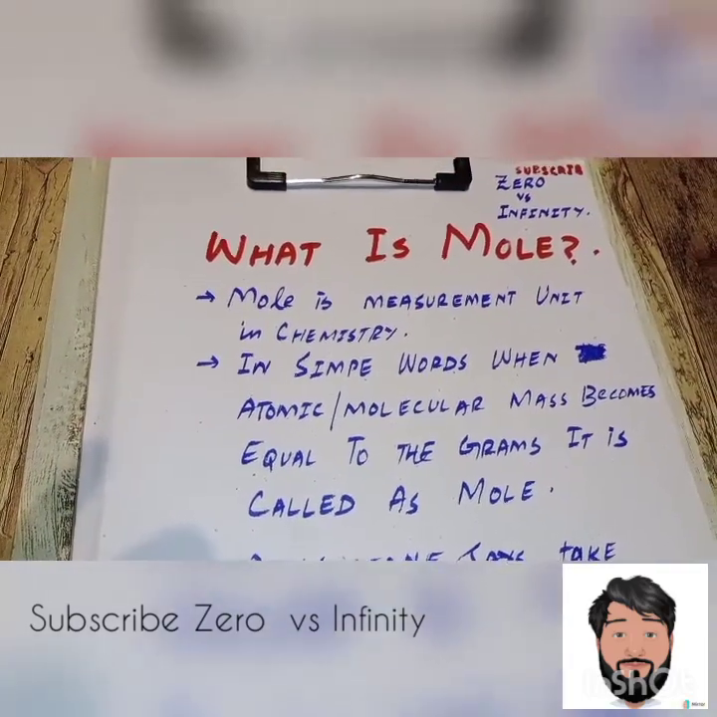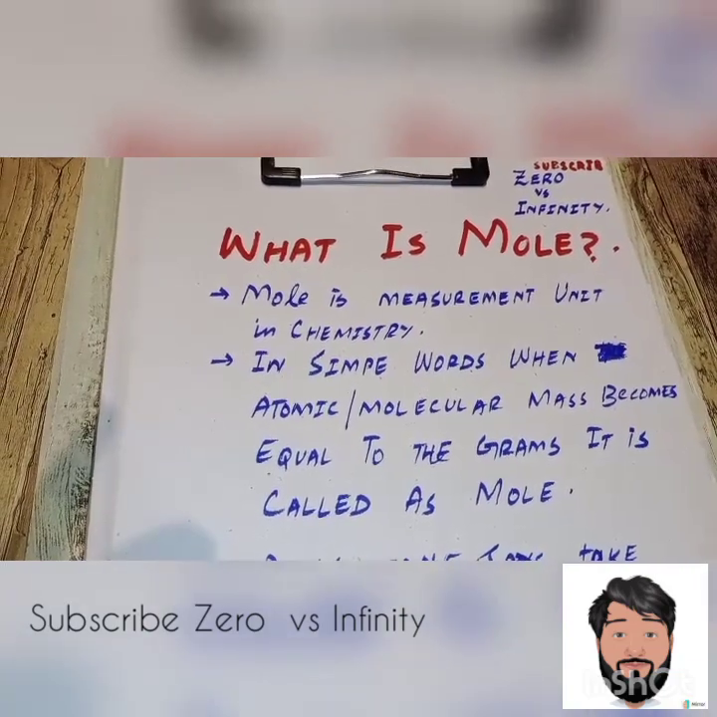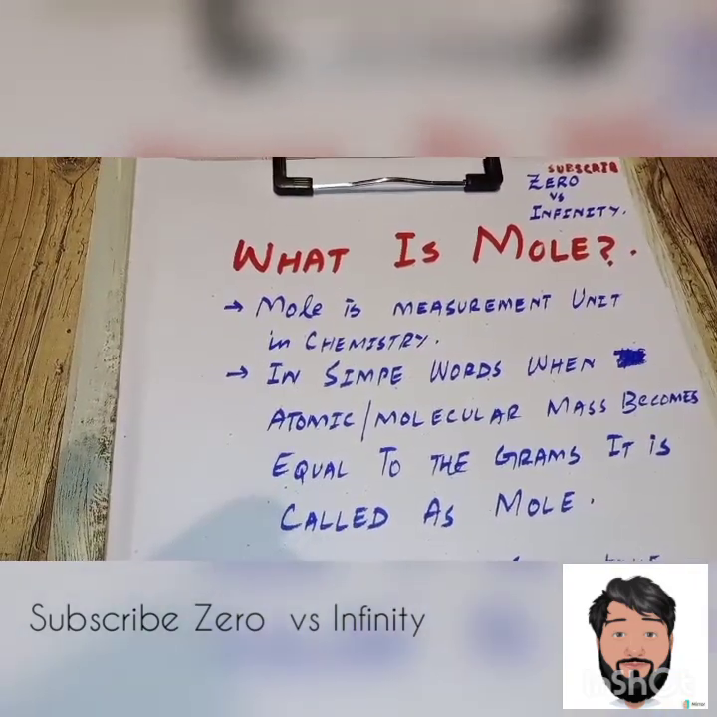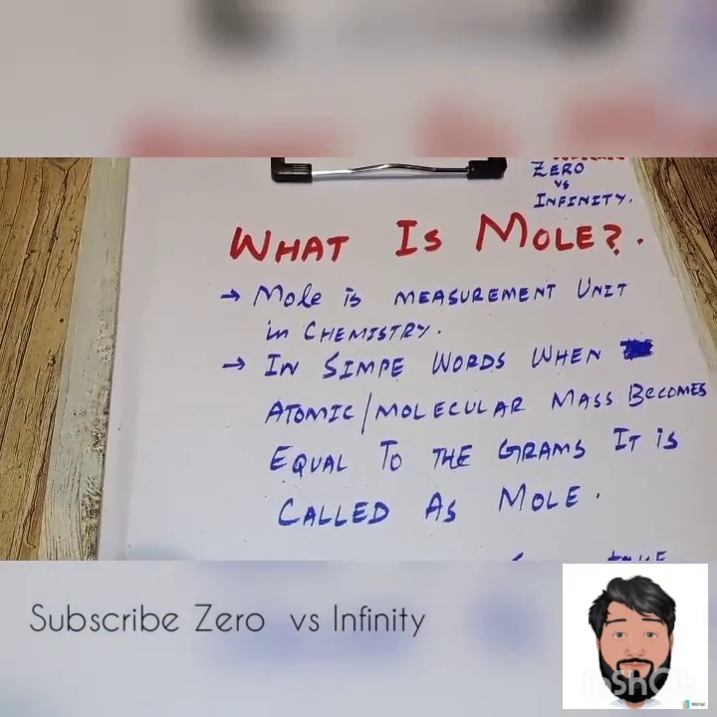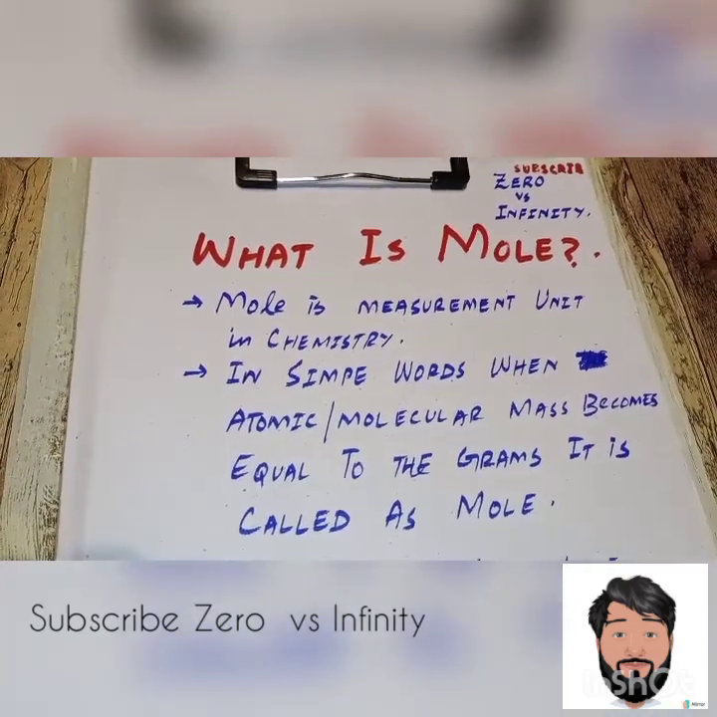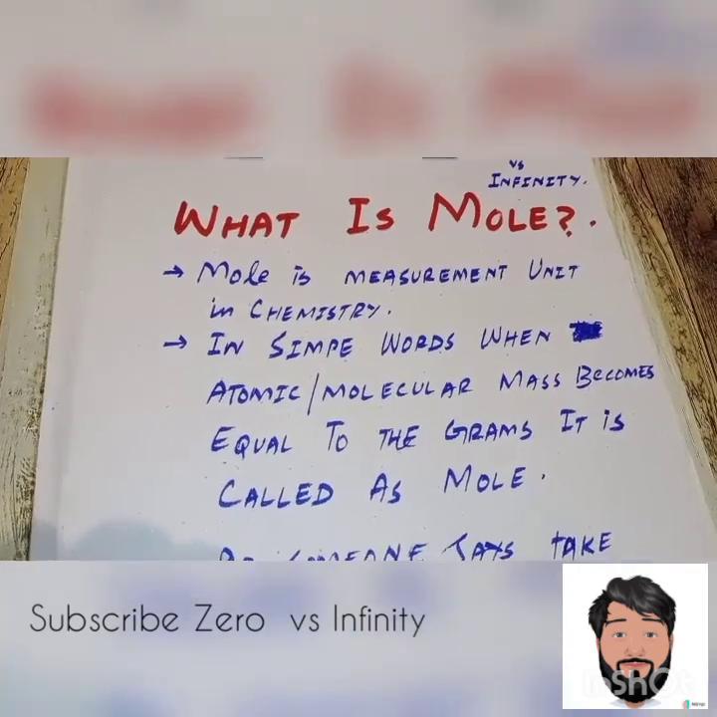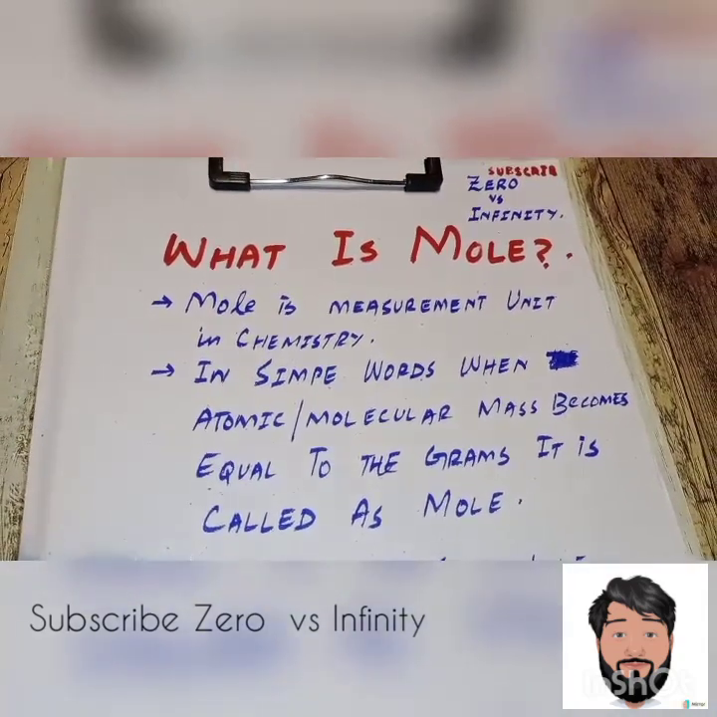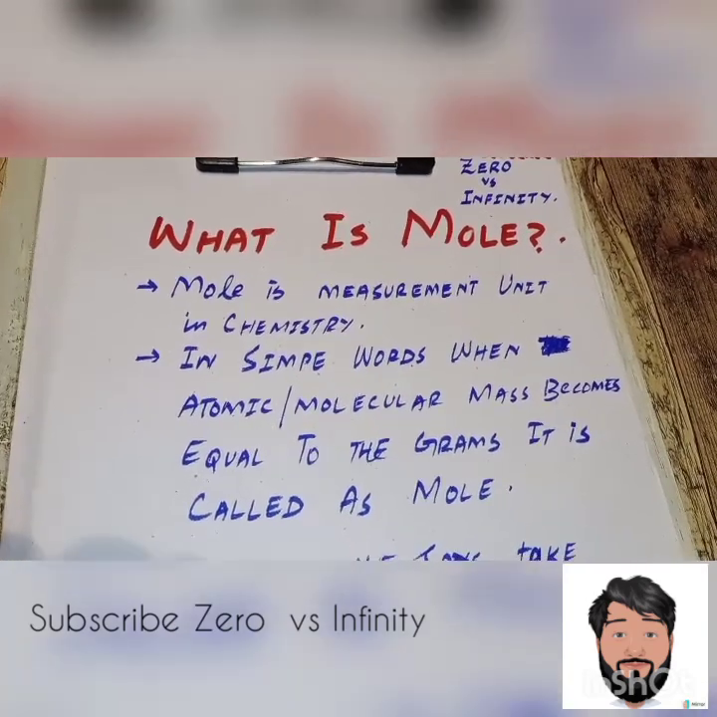For example, you take 23 grams of sodium, and the atomic mass of sodium is also 23, so it becomes 1 mole. When you take 23 grams of sodium, it becomes 1 mole. Same scenario with hydrogen. Hydrogen has an atomic mass of 1. So if you take 1 gram of hydrogen, it becomes 1 mole of hydrogen.